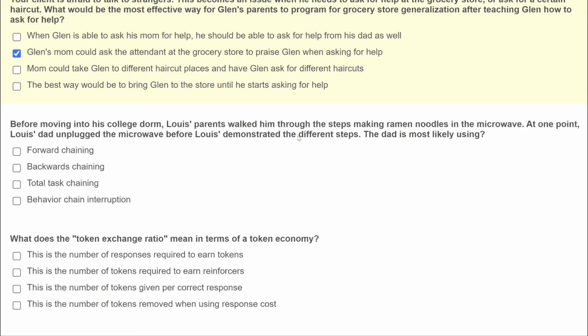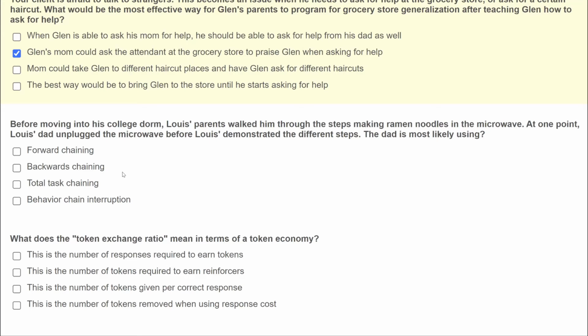A, forward chaining. Well, forward chaining is just what they've been doing potentially, right? They just take the steps and teach them as is. Same as backwards chaining. You're just taking the steps step by step and teaching as is. You're not changing the chain. You're not interrupting the chain. You're not altering the chain. You've got steps. You're teaching the steps. In this case, Lewis's dad changed one of the steps.